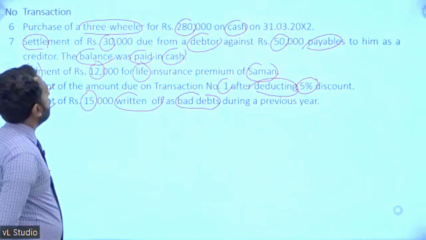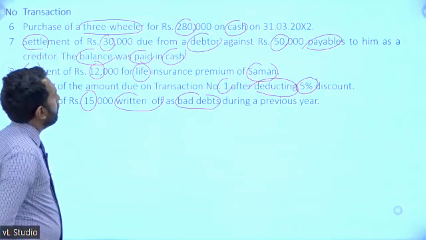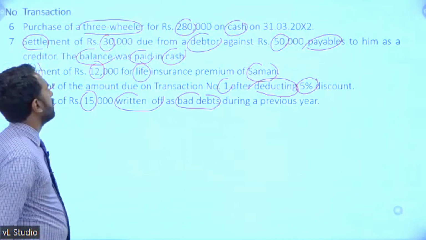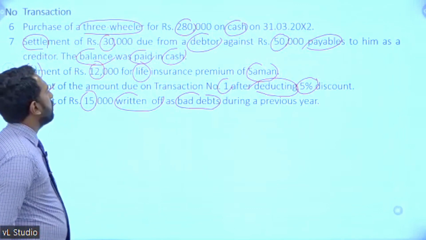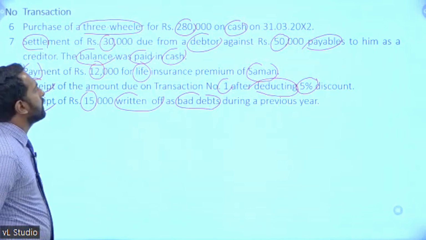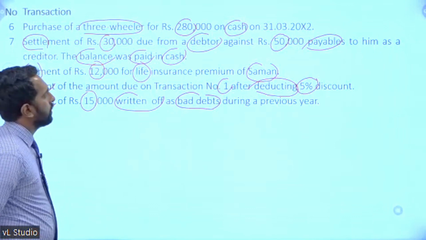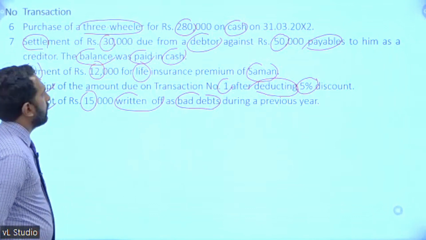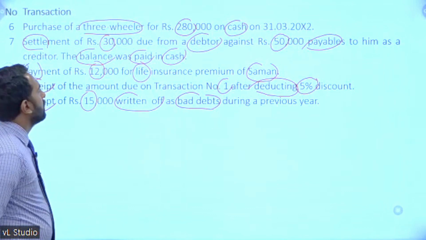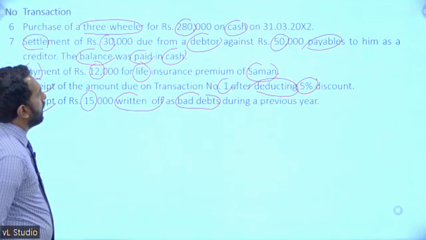Settlement of rupees 30,000 due from a debtor against rupees 50,000 payable to him as a creditor. The balance was paid in cash.